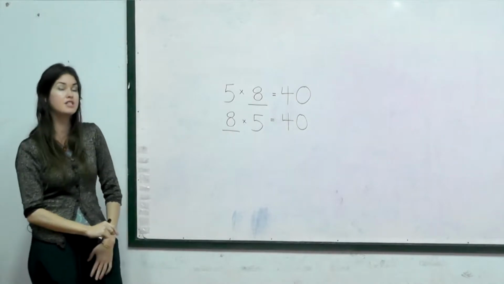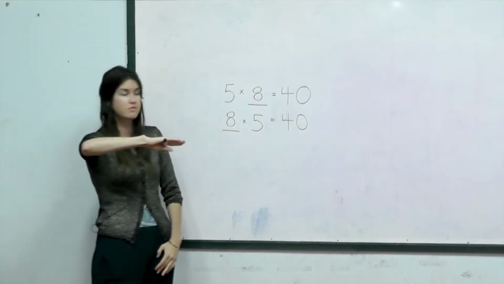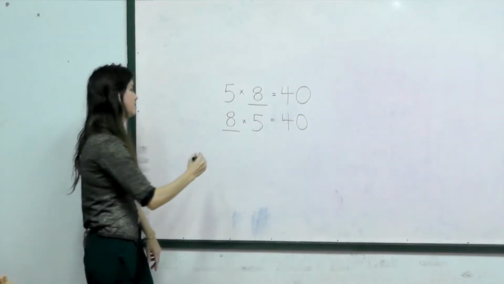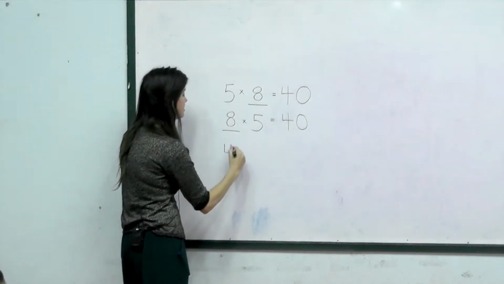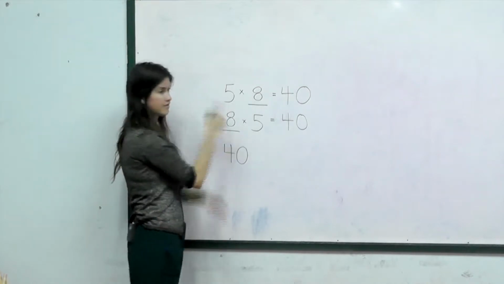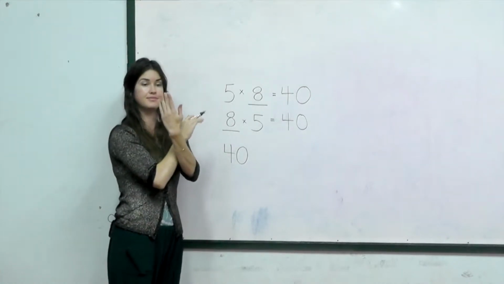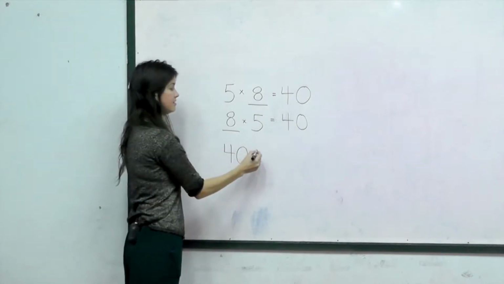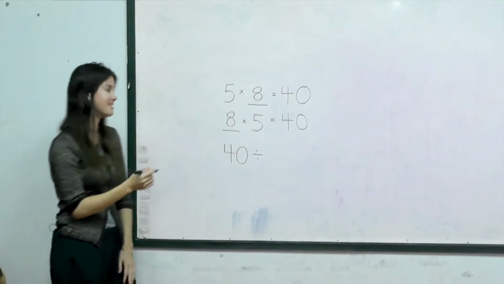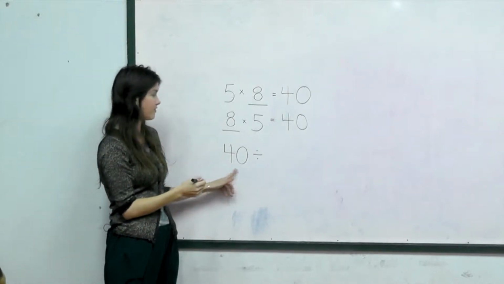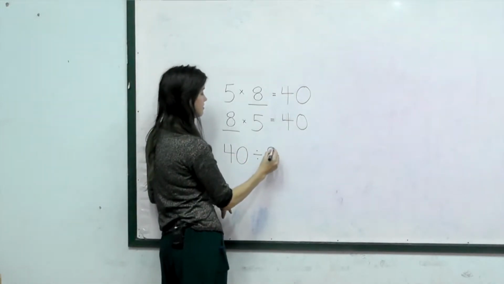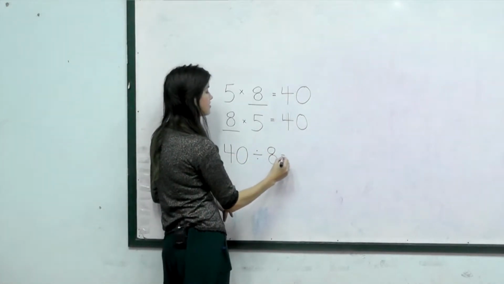Just like in subtraction with our fact families, we want to start with our biggest number first. So we're going to put our biggest number first. What's the opposite of times? Divide. So we're going to say 40 divided by 8. We can do 8 first. Equals 5.